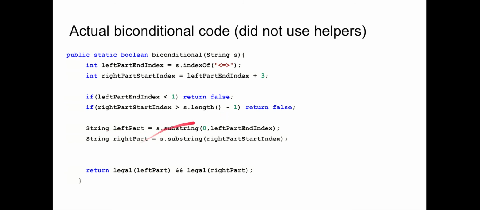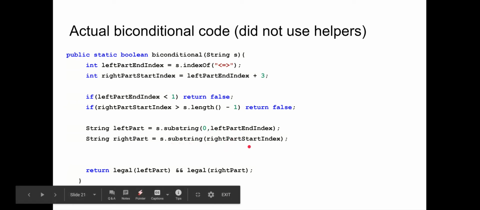Then left part and right part are gotten by doing the substring from 0 up to the left part end index, and the substring starting at the right part start index. And guess what? Now we do exactly what our previous code does. We do the conjunction of whether or not the left part and the right part are legal. And that's how the biconditional code works. That's everything for the biconditional code.